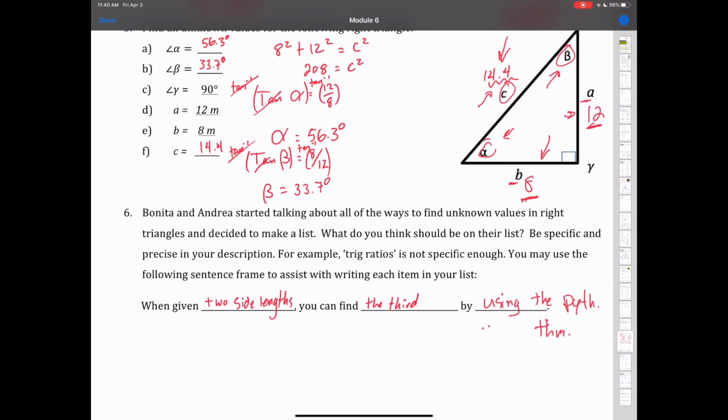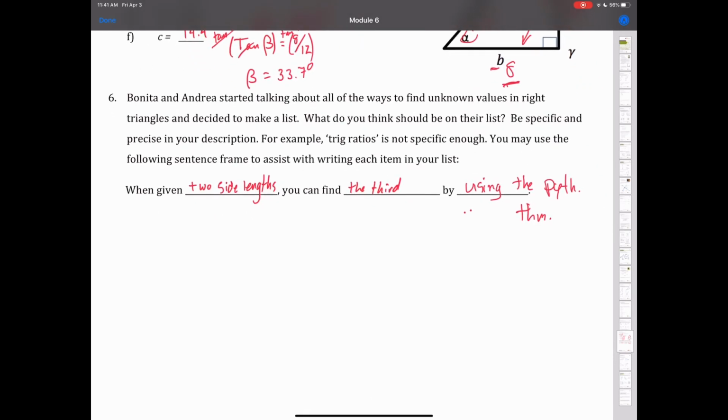Now I want you to be specific, write maybe 3 more, and be specific about using things like sine or inverse sine to find angle measures, or sine to find those trig ratios. All right, so go ahead, pause the video here, write 3 more, and then you will meet up with me on the next page.